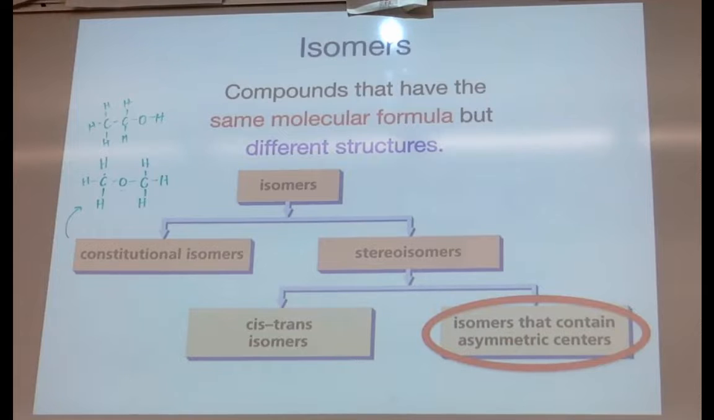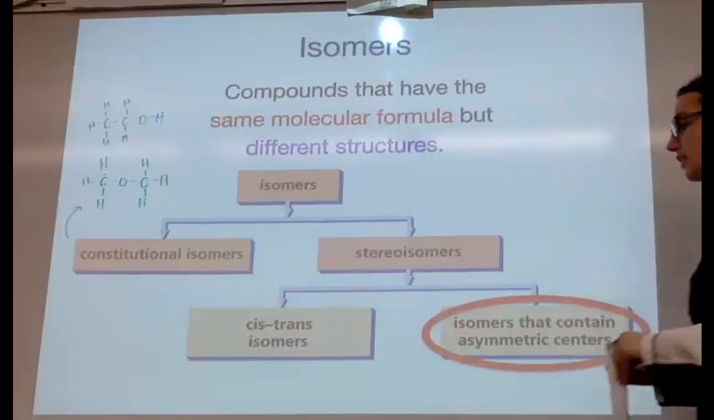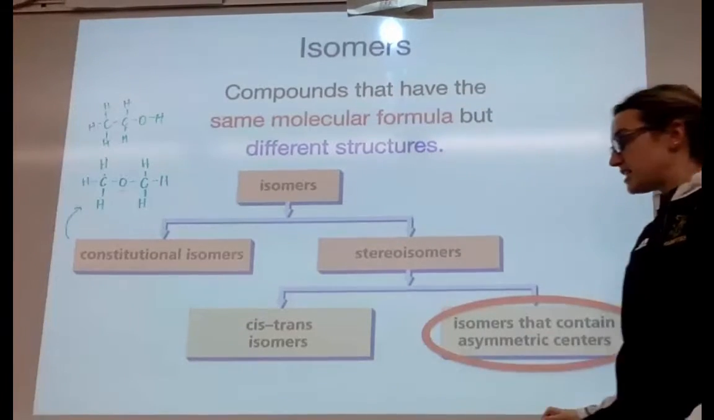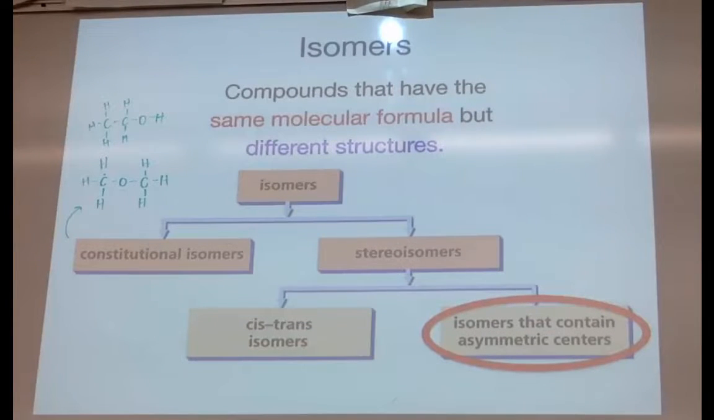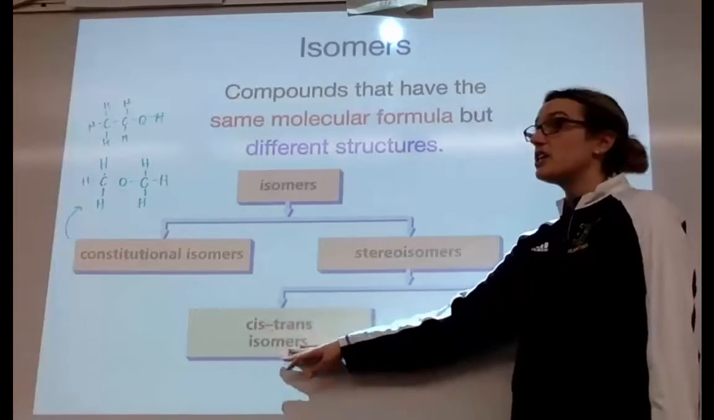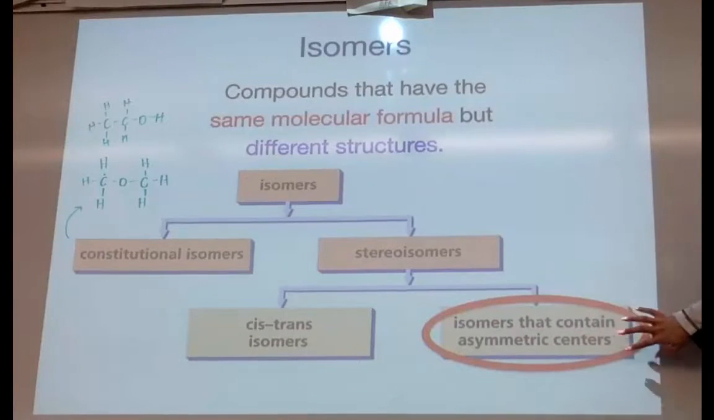We aren't going to look at constitutional isomers as much. We're focusing over here on stereoisomers. We've looked at cis-trans isomers already. We looked at double bonds. We looked at the E and Z designation. Is it on the same side or on a different side? We looked at it with chairs, wedges and dashes. And now we're going to focus on this part over here that's looking at isomers that contain asymmetric centers.